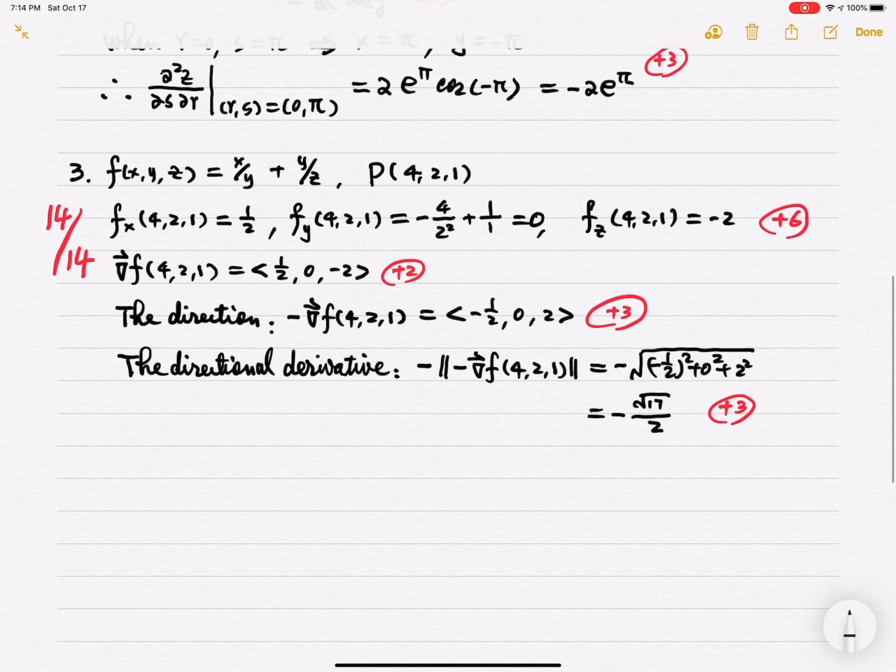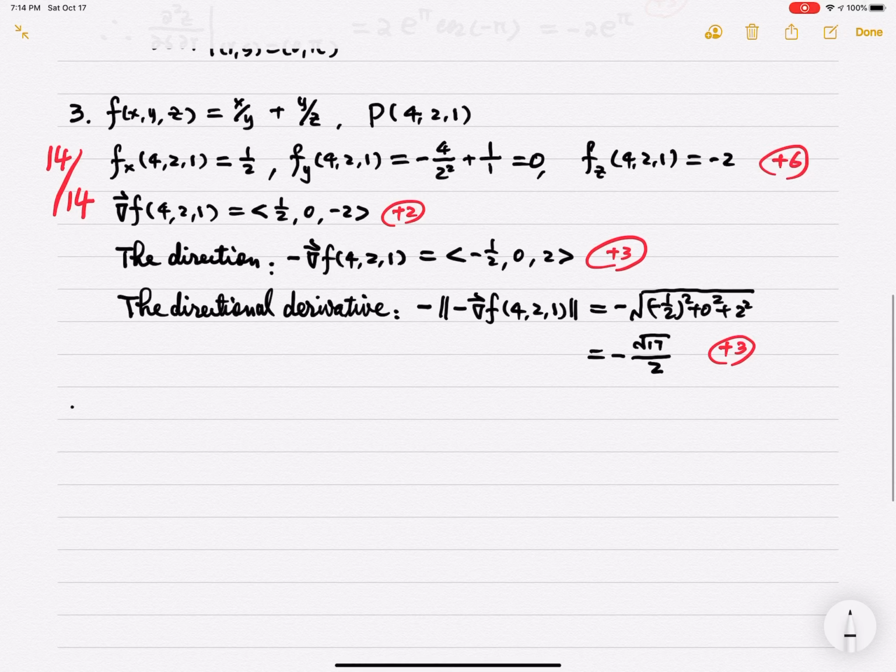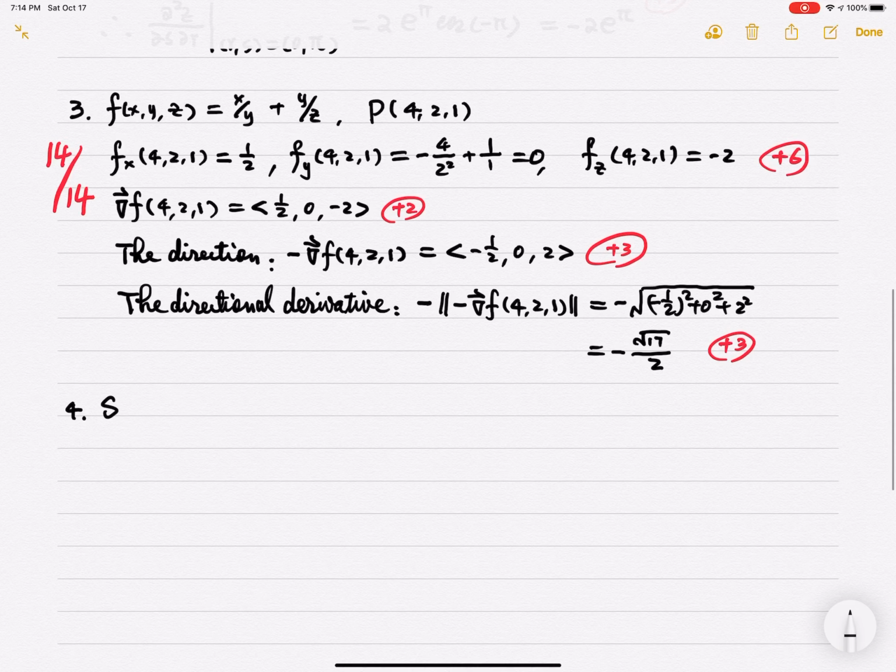Okay. Problem number 4. Number 4, let me just write a solution.